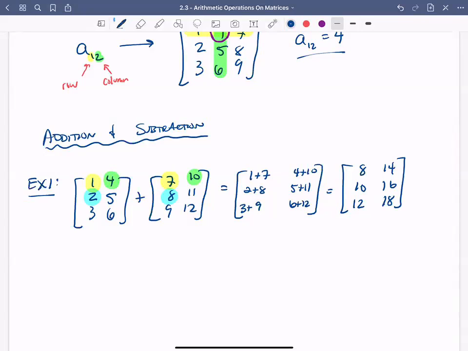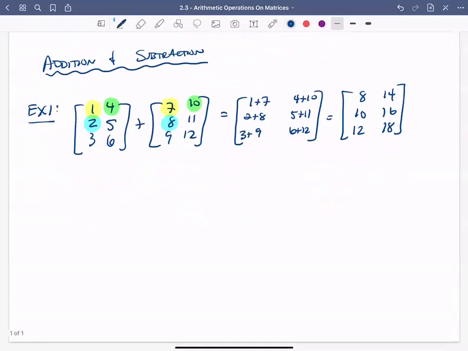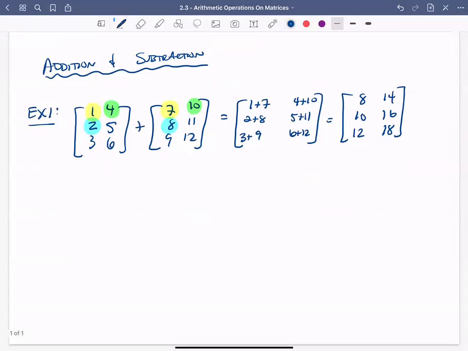All right, moving on. That's adding and subtracting. Now let's look at multiplying. Multiplication has a different rule. With addition and subtraction, you have to have the exact same size. Multiplication, it's not about the size. And I'm going to show you.